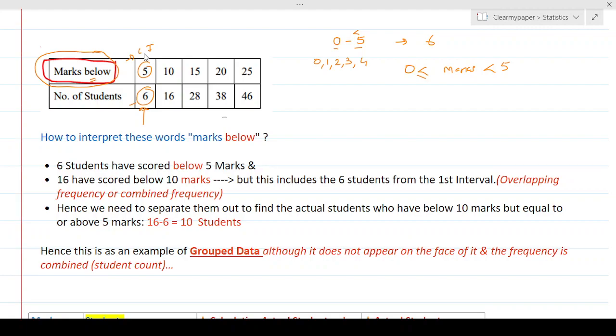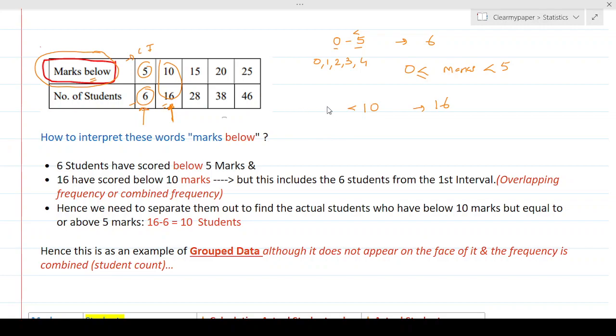We'll see that. Okay, that's step number 1. Then if you go to the next interval, we say, how do we read this? Let's try to read this part the same way we read the first part. That means 16 students have got marks below 10. So now we have 16 students who have got marks below 10, okay? That does not include 10. 10 is not included, but anything less than 10.